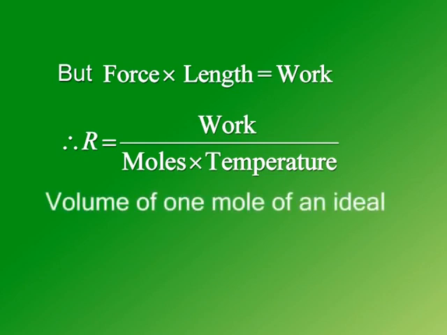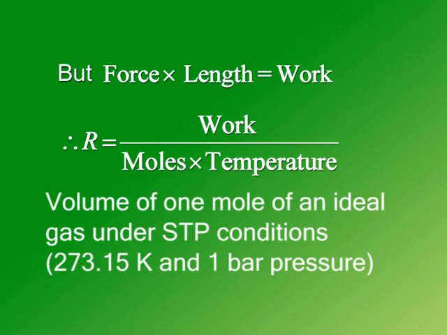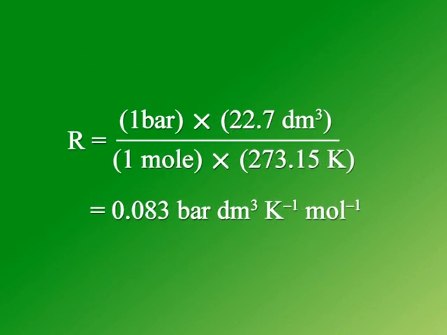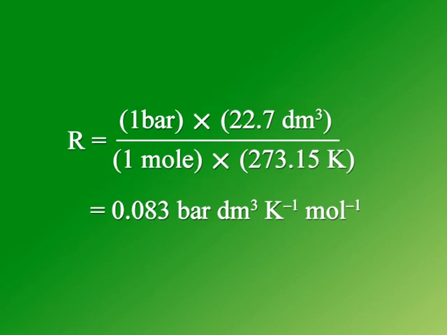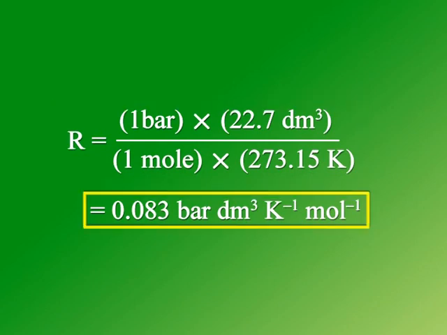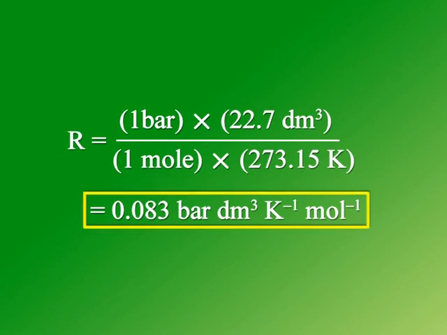Volume of 1 mole of an ideal gas under STP conditions, 273.15 Kelvin and 1 bar pressure is 22.7 decimeter cube. Value of R for 1 mole of an ideal gas is equal to 1 bar multiplied by 22.7 decimeter cube divided by 1 mole multiplied by 273.15 Kelvin, which is equal to 0.083 bar decimeter cube per Kelvin per mole.